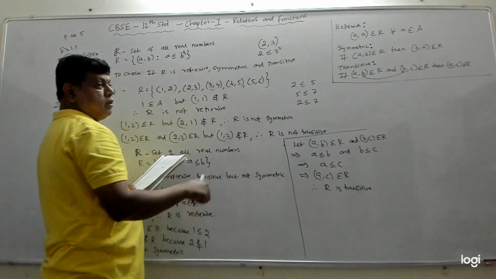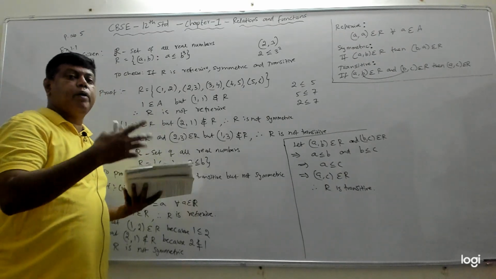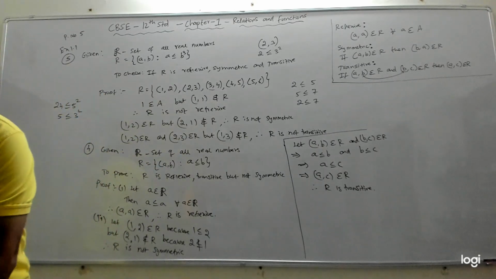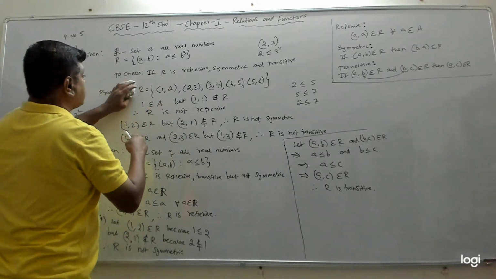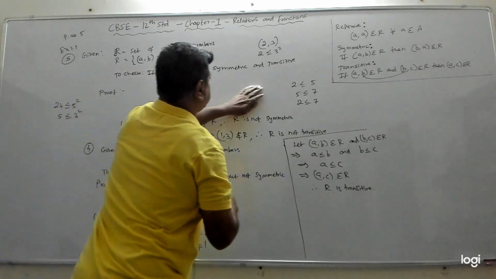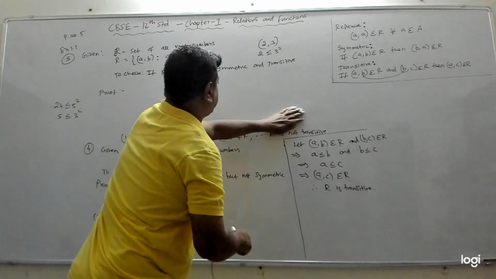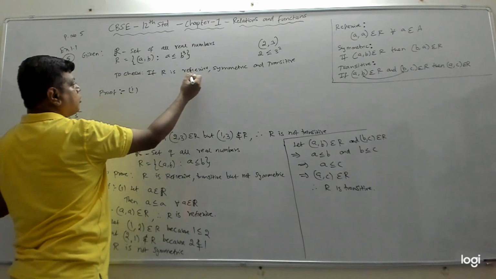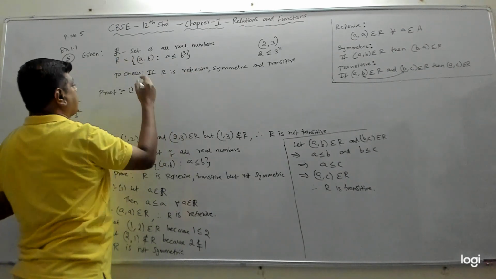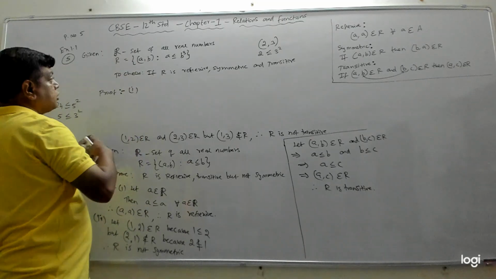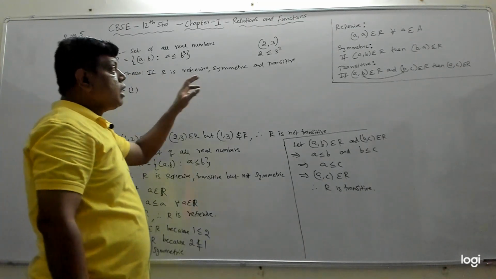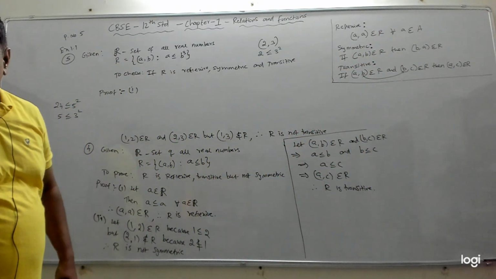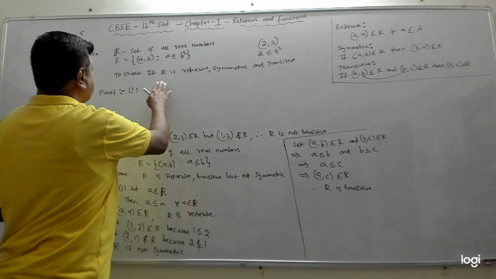To check, it's a question mark. They're not saying prove it. We have to check. Check means it may or may not be. If they say prove that it is reflexive, it means it is reflexive, but we have to prove it. Here we don't know if it is reflexive, symmetric, transitive, so we'll have to check. Now for reflexive, what do we do? To check reflexive, we'll take one element from R, and if that element is not related to itself, which means (A, A) does not belong to R, then it becomes not reflexive.